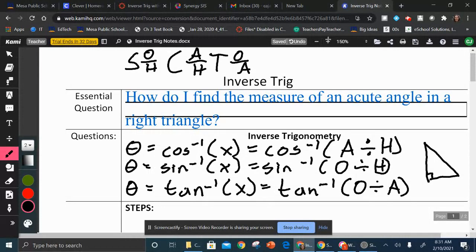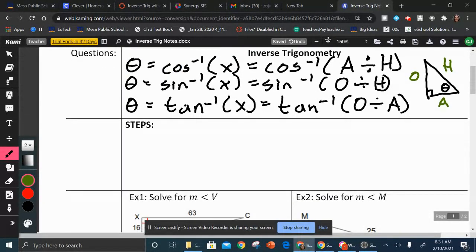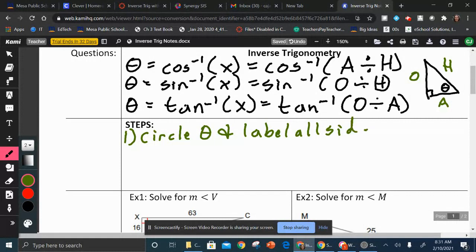And the other sides, everybody. So this is where theta is. So this is going to be adjacent, hypotenuse, and opposite. Okay, so our steps for this, everybody, is that we're going to circle theta. So circle the angle first, and label all the sides. And label hypotenuse, opposite, and adjacent.